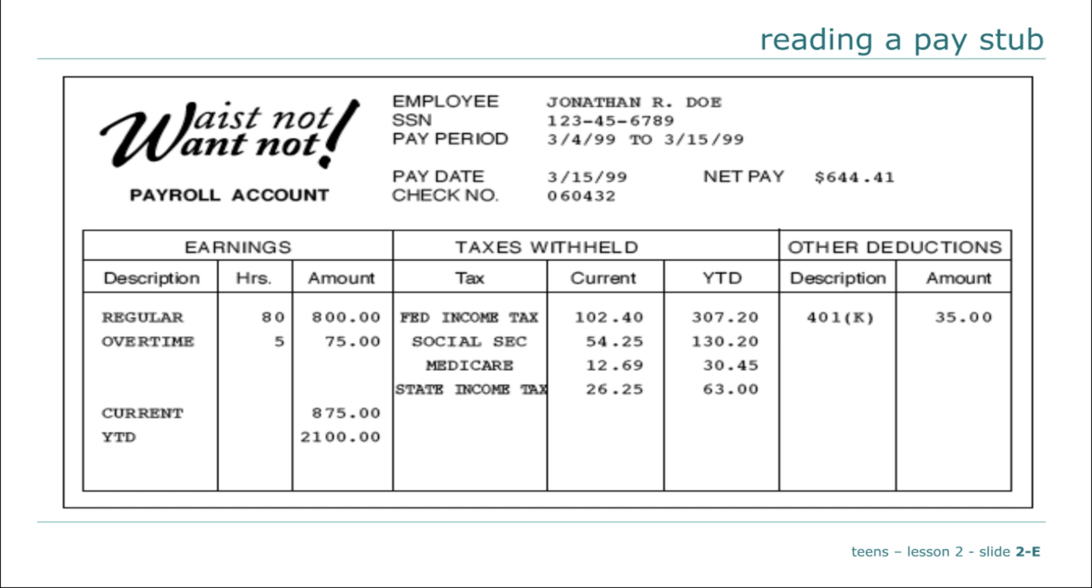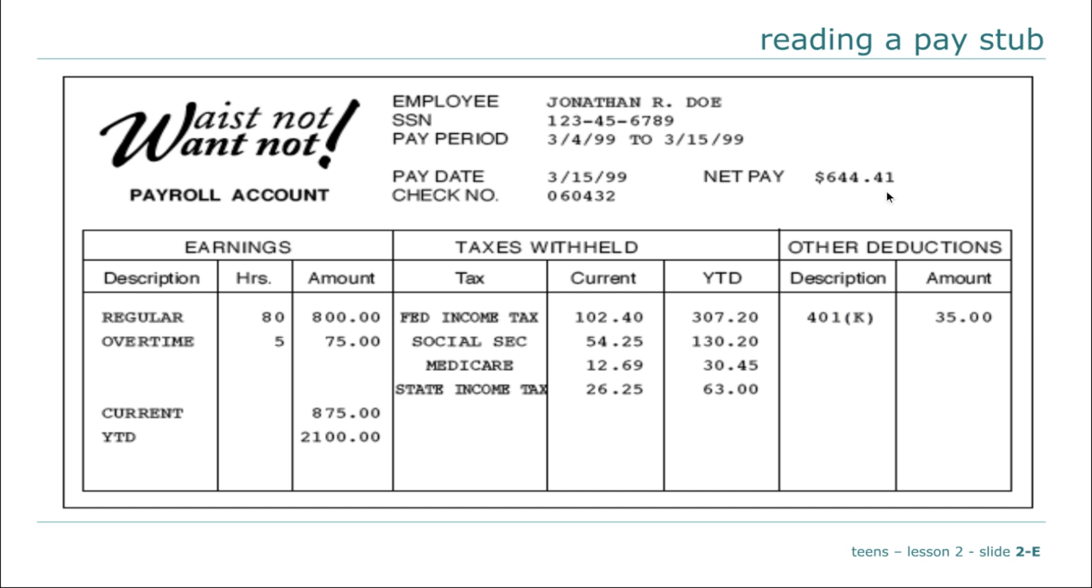Some of the things you want to pay attention to: employee name, employee Social Security number. There's the pay period, the pay date. Notice the pay date matches the same day that ends the pay period. This is the check number. By the way, even if your pay stubs are distributed electronically, you're going to have some type of identifying number for that transaction, and your net pay.